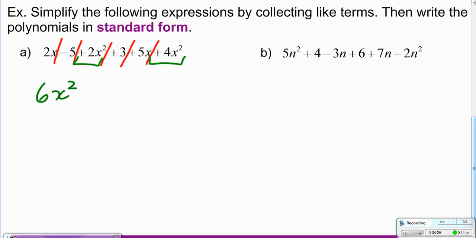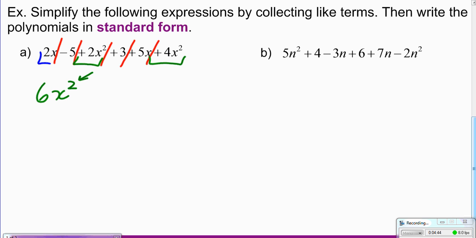Notice that we're not adding the exponents. It doesn't become 6x to the power of 4, right? Exponents only become added if you are multiplying them. So keep in mind your exponent rules. This does not become a 4 just because you have added 2x squareds.